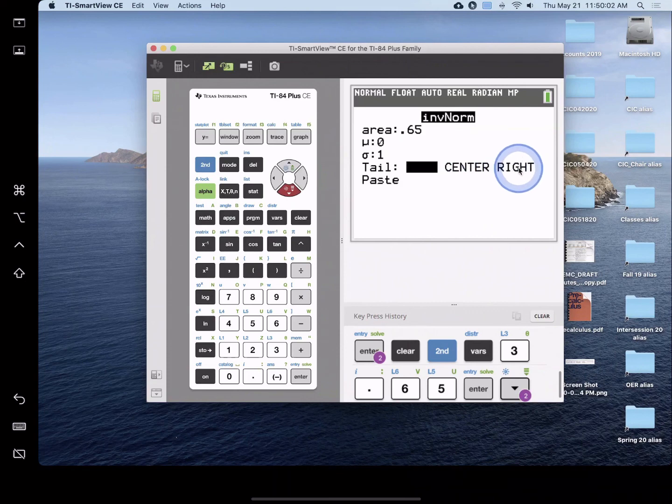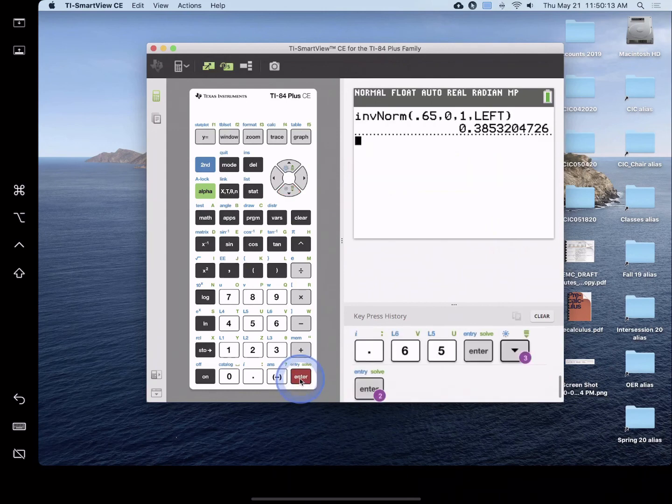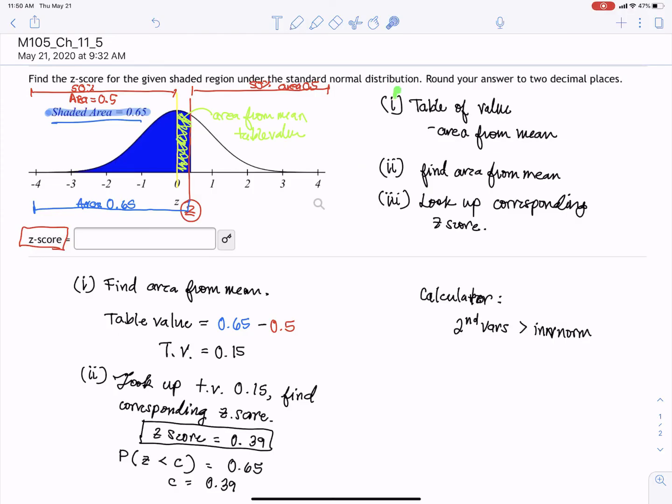Then put where the area is. Is the area to the right of the z-score, in between z-scores, or to the left of the z-score? We have area to the left, so go ahead and paste. And then we can see that the z-score is 0.39, rounding to 2 decimal places, which is the same thing that we got. So we could either use the table of values and find that area from the mean, look it up, and then find the z-score, or we can use the calculator's inv norm function, and we get the same results. It's just up to you which method you'd want to use.